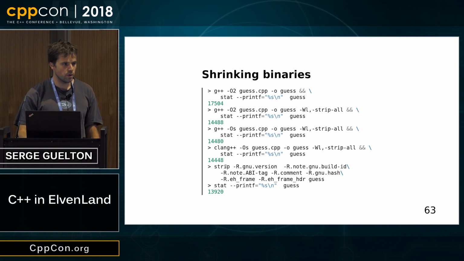Then I can strip some sections. The GNU version doesn't matter. The build ID doesn't matter. The ABI tag, the comments, the GNU hash. I tried to remove those, but not everything could be removed. And then I have a slightly smaller binary. I tried to remove other information, but removing some of it prevented the binary from executing, even if it's not the text section, obviously.